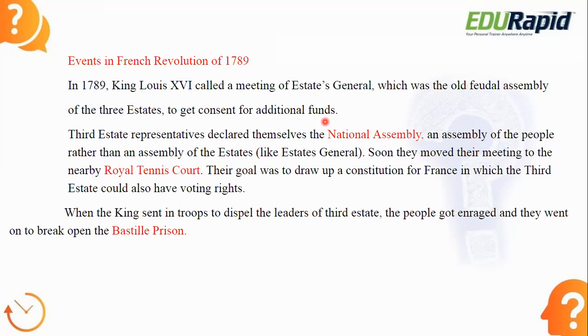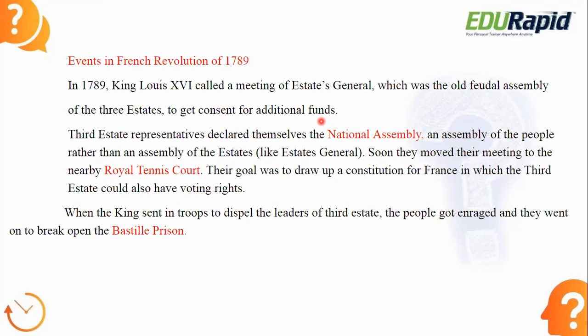Okay, so this Estates General was an assembly, or you can say a committee. It was an old feudal assembly which included the three estate people. So why did he call that assembly? To get the consent for additional funds. Then who was giving the funds here? See, the first estate people and second estate people were not paying any taxes to the government. These additional funds were taken from the third estate people only, like peasants and middle class people. Okay, so such a thing was there.